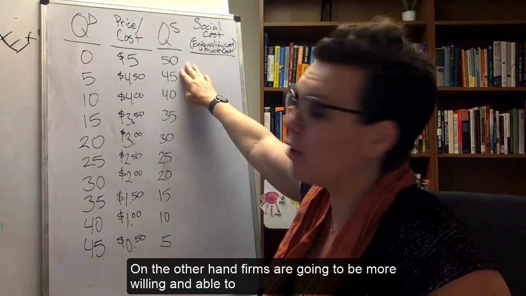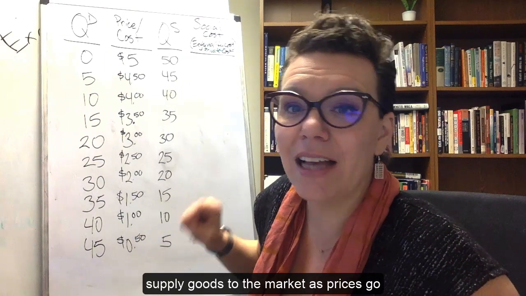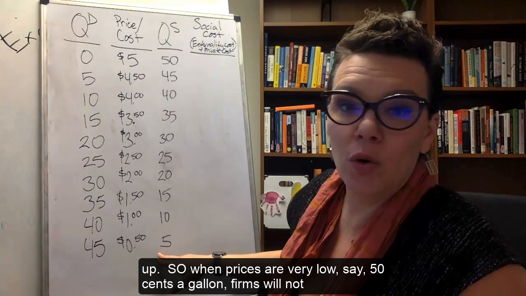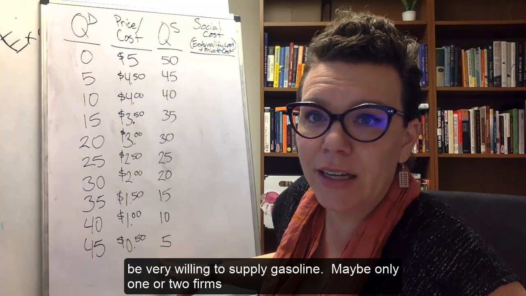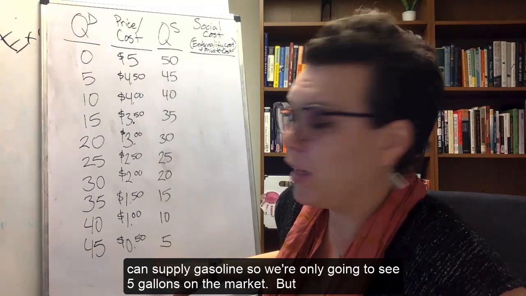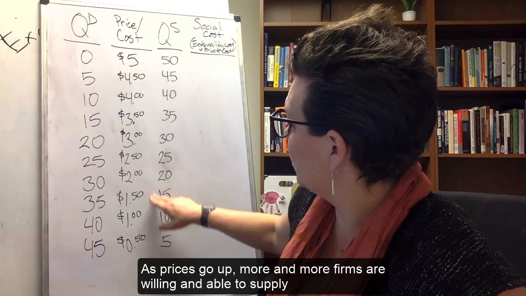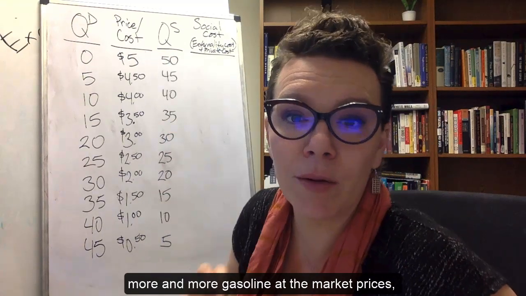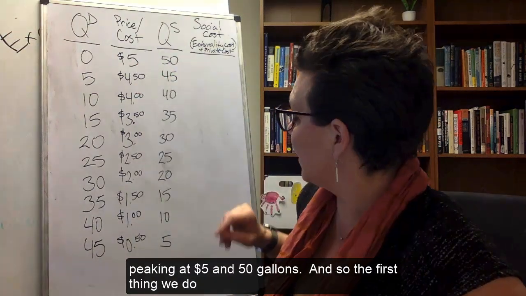On the other hand, firms are going to be more willing and able to supply goods to the market as prices go up. So when prices are very low, say 50 cents a gallon, firms will not be very willing to supply gasoline. Maybe only 1 or 2 firms can supply gasoline, so we're only going to see a few gallons on the market. But as prices go up, more and more firms are willing and able to supply more and more gasoline in the marketplace, peaking out at $5 and 50 gallons.